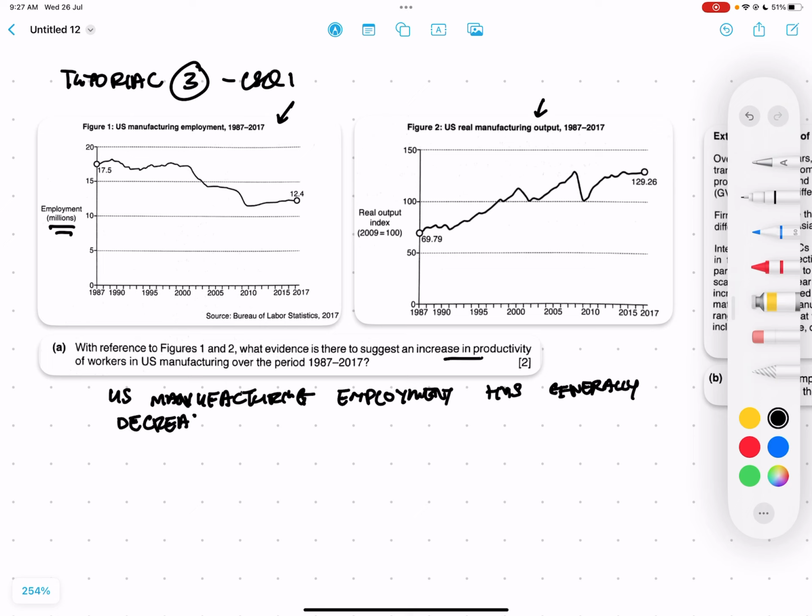But then you'll see on the other side that the US real manufacturing output has increased. This is expressed in an index, so the base is somewhere here. Just looking at the index, you will know that the real output is increasing. In fact, it almost doubled, right? So you can say next that the US manufacturing output has generally increased.